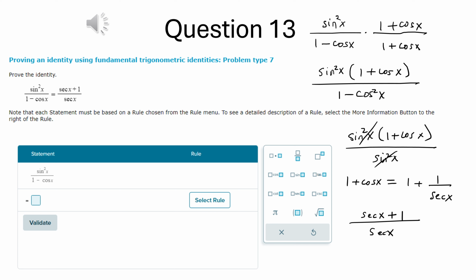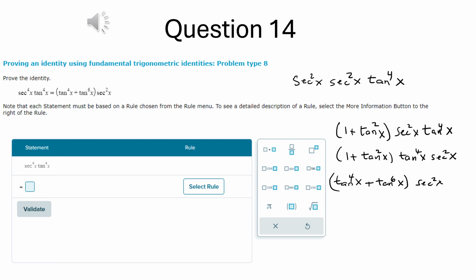And you stay with 1 plus cosine x. Using reciprocal, it is 1 plus 1 over secant. And you put in the common denominator, secant, just secant, sorry. This is secant x plus 1. It's exactly the same as the right hand side. Done. This is a little bit sophisticated.